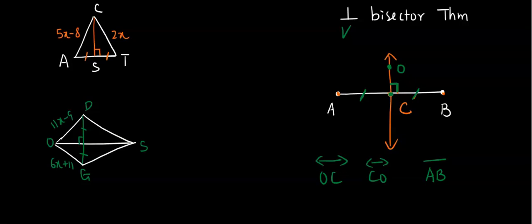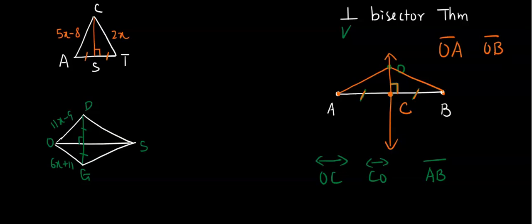All right, we're going to connect OA and OB. Now we have a segment OA and a segment OB. The perpendicular bisector theorem says, in a plane, if a point is on the perpendicular bisector of a segment, then it is equidistant from the endpoints of this segment.